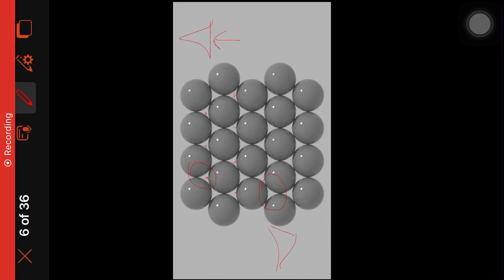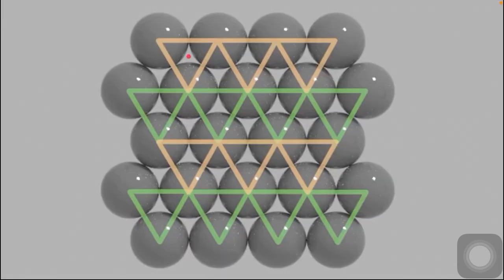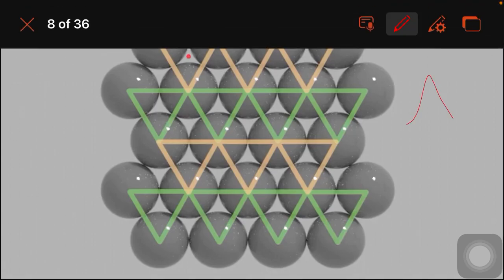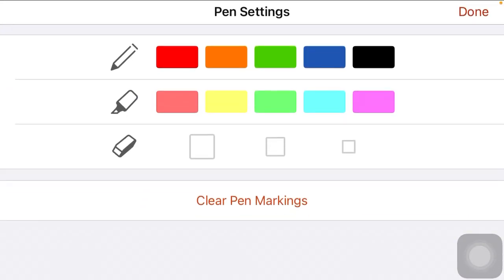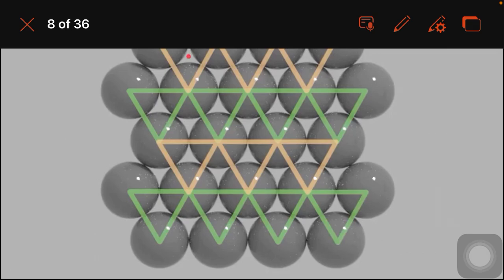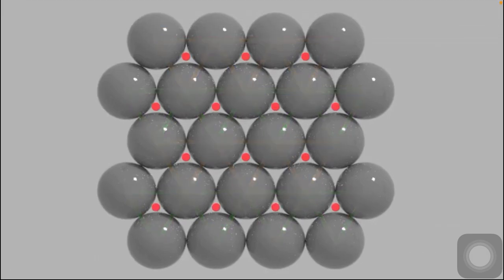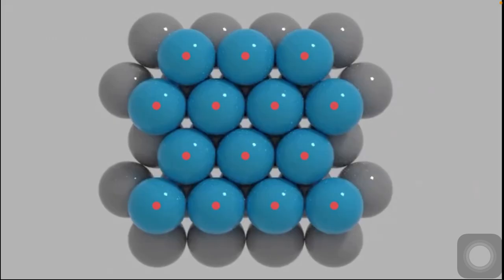So first let's mark all these points. This is the side view of the first layer, and then mark all these voids which are of this shape. This will look like this. Now place the second layer on these points. Here these red dots are the centers of the atoms of the second layer.